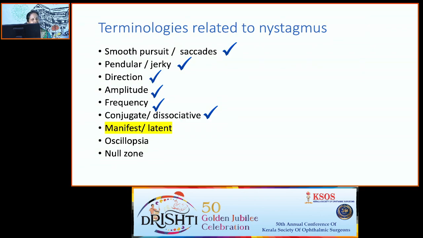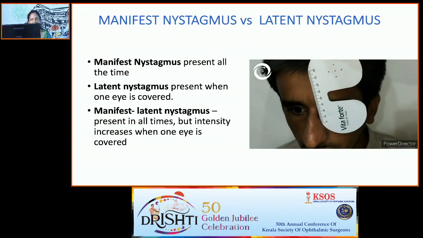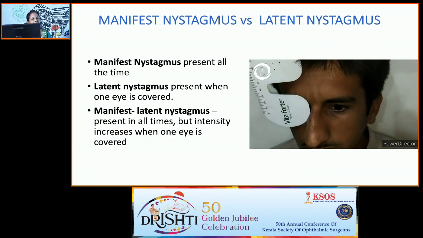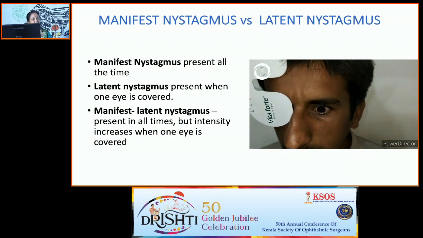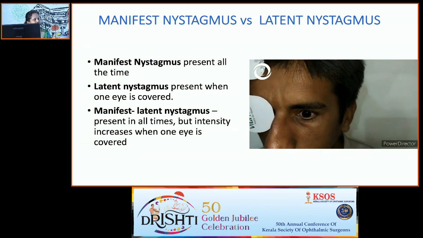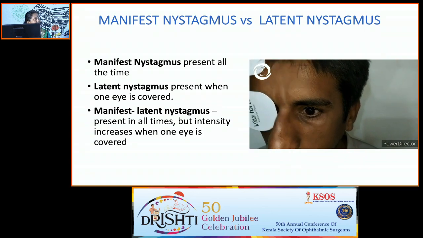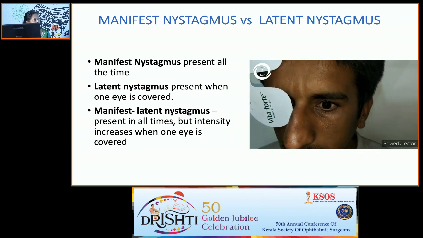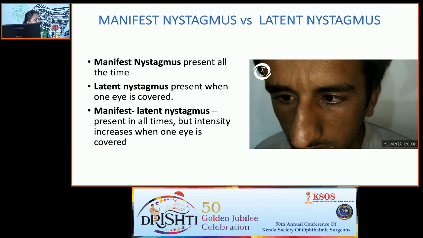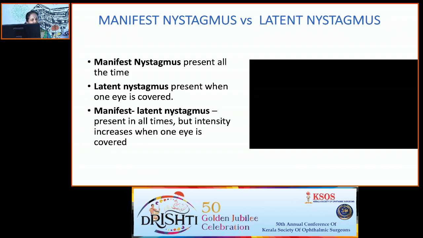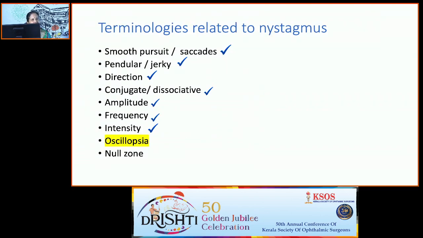Okay. Now coming to what is manifest and latent nystagmus. Manifest nystagmus is present all the time, just like manifest squint, whereas latent nystagmus is present only when one eye is covered. You can see that video. See that there is nystagmus in his left eye, and when the cover is removed, this nystagmus will disappear. Okay, so that is latent nystagmus. And there is another term, manifest latent nystagmus, that is present all the time, but intensity increases when one eye is covered.